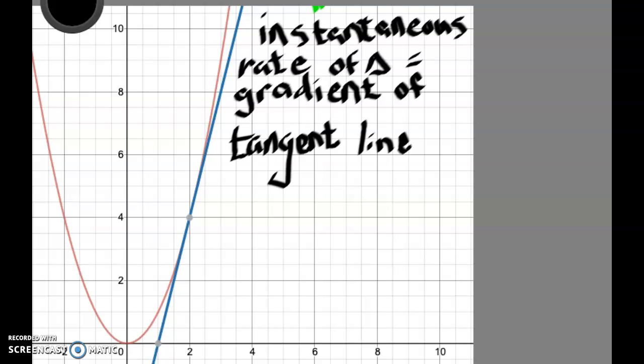Instantaneous rate of change is equal to the gradient of the tangent line. So if we find the gradient just where that line skims that parabola at that one point, that's going to tell us how quickly the acceleration is changing. Or as I said before, speed, but it is an acceleration curve from the perspective that we're seeing it.